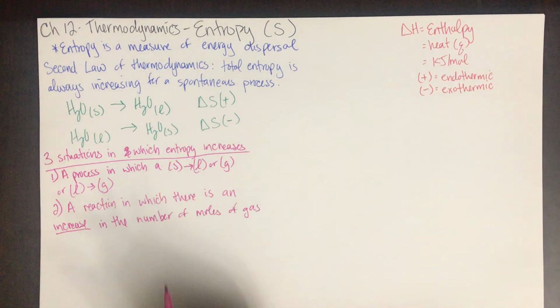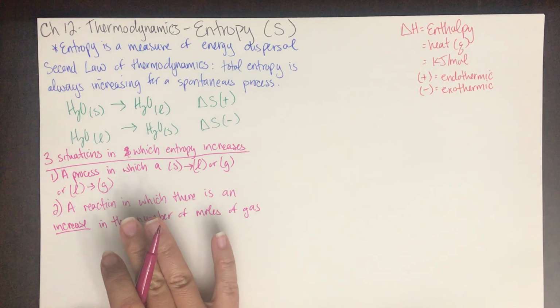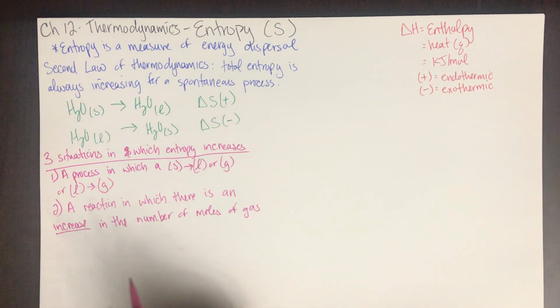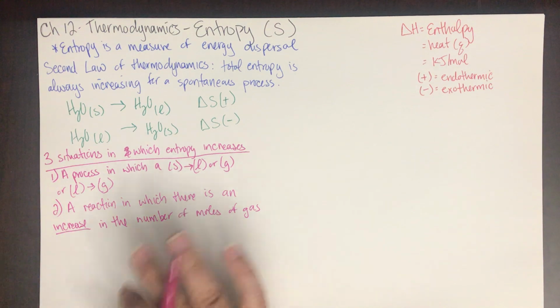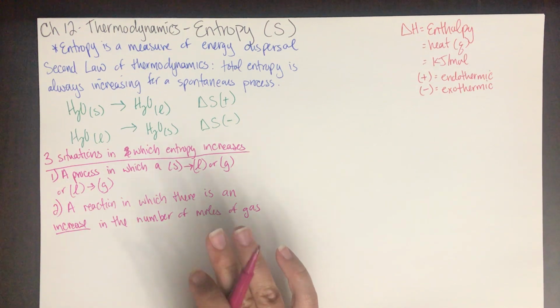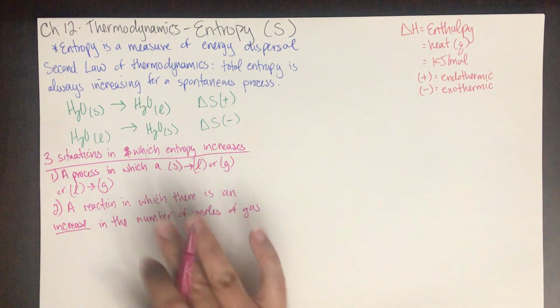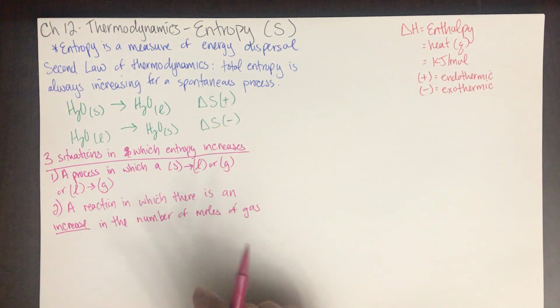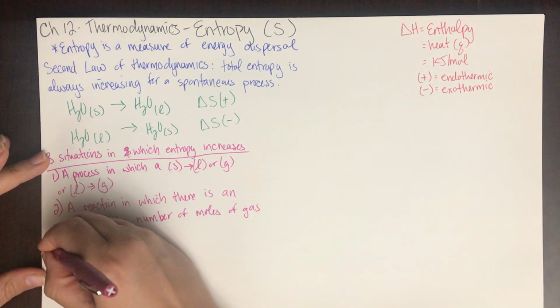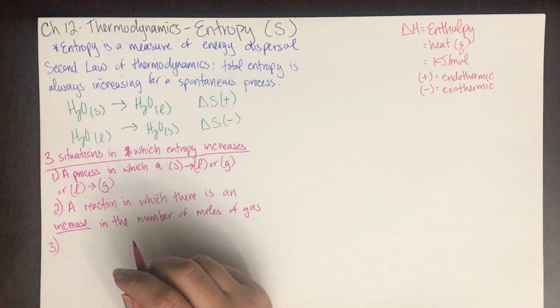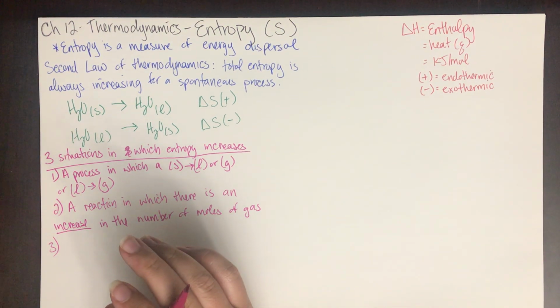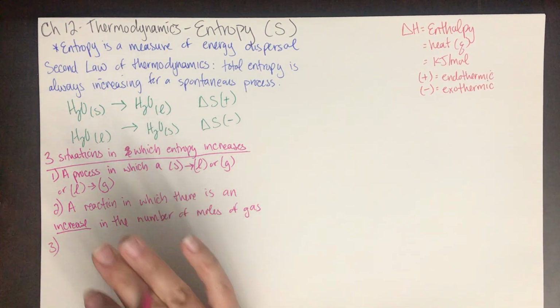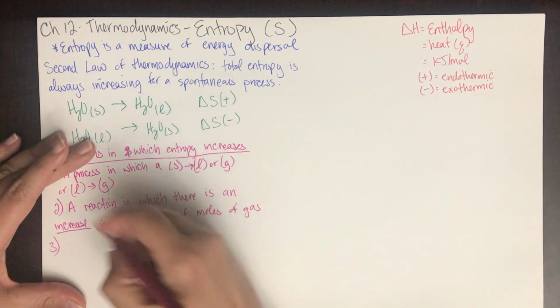So if you have a chemical reaction that has 2 moles of gas on the reactant side and then 3 moles of gas on the product side, that would be an increase in entropy, because the more moles of gas you have, the more dispersed that energy is. So that's another situation. The third situation is a reaction in which a molecule is broken into 2 or more smaller molecules.